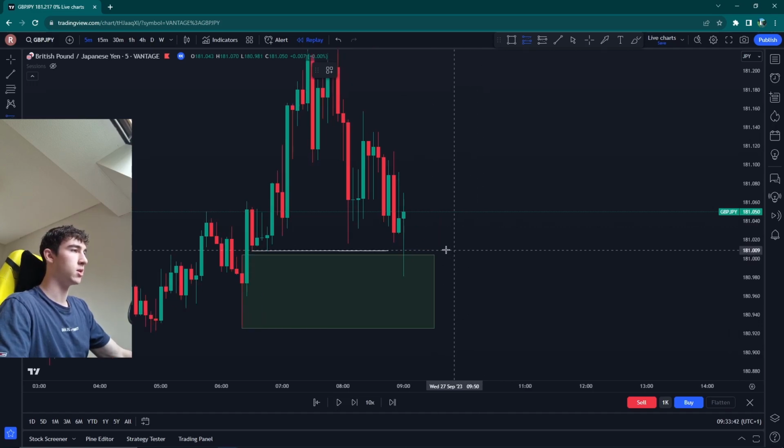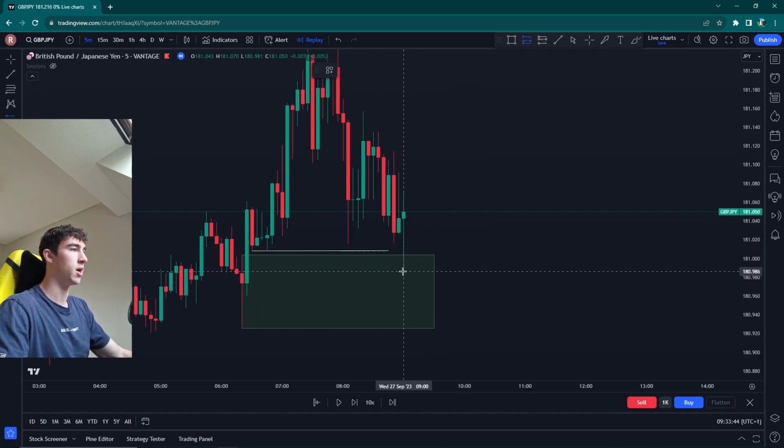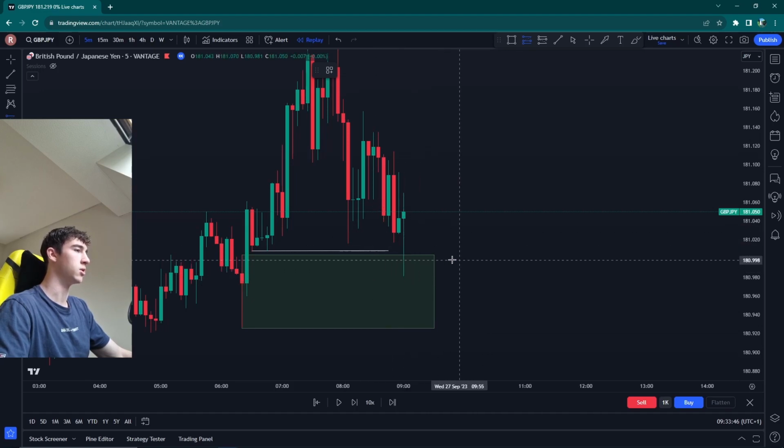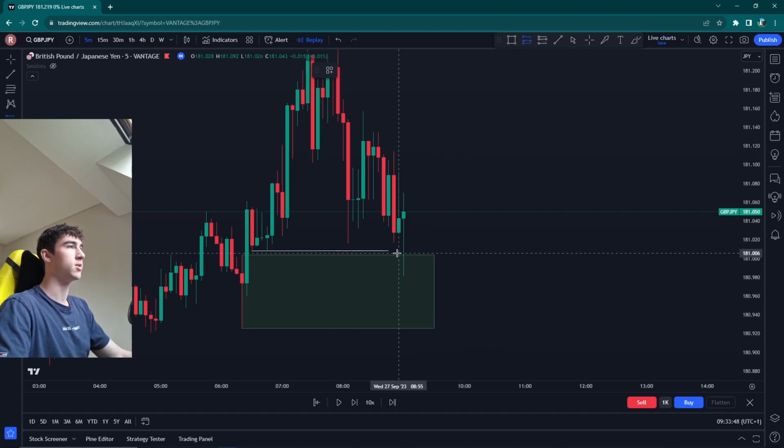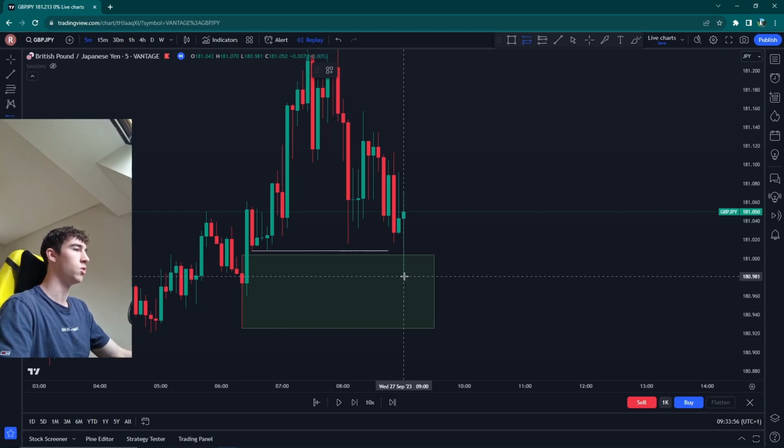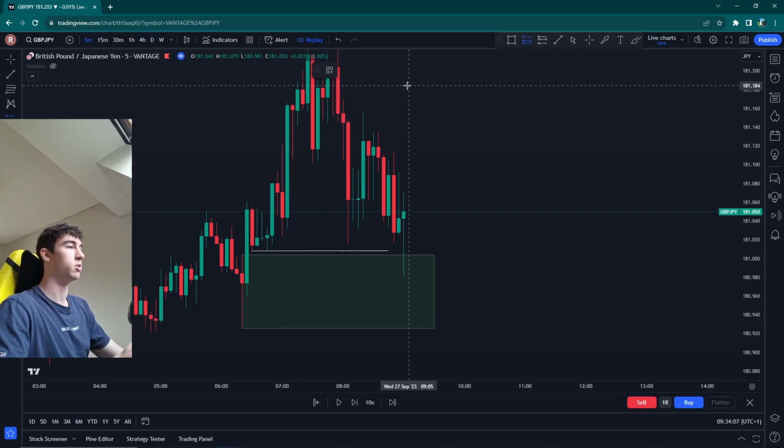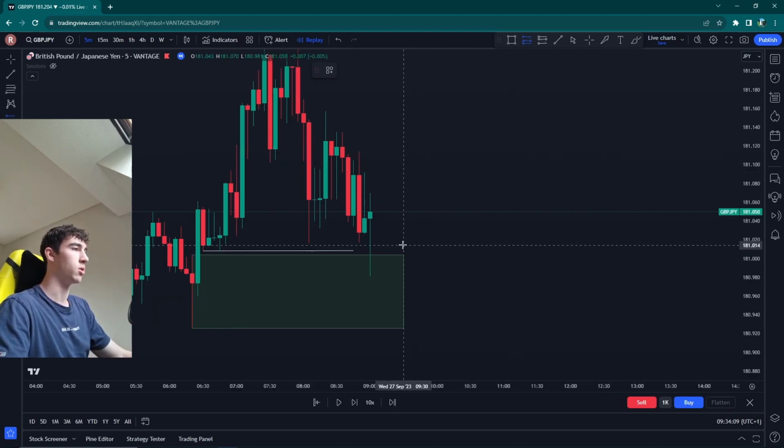So next thing is, it needs to come to the zone and reject, not close in the zone. If it closes in the zone, it's instantly invalid for me and I wouldn't take the trade. So right here is a new 1 hour candle, which is another confluence. A new higher time frame candle making its bottom wick into the zone means you've got higher time frames on your side ready to push up even higher, which is why, as you saw, there was so much volume in my trade and it just exploded upwards.